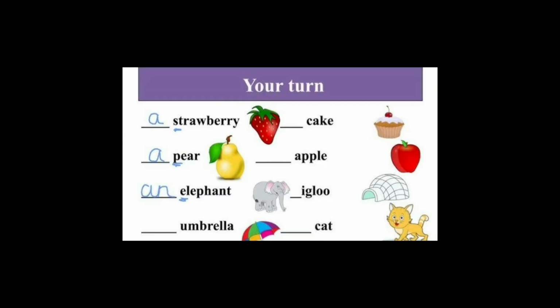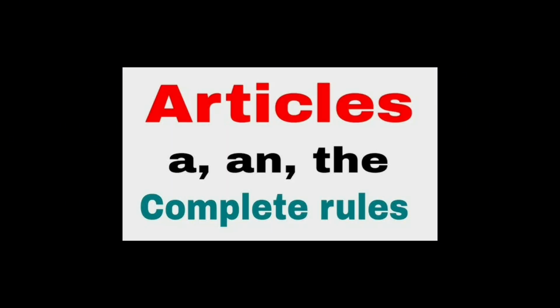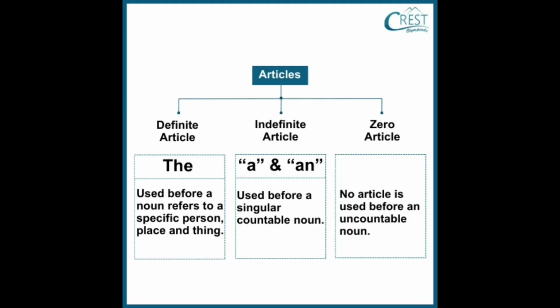There are three articles in English. The definite article, the. The indefinite article, a or an when the next word begins with a vowel sound. The zero article, where neither the nor a comes before the noun.